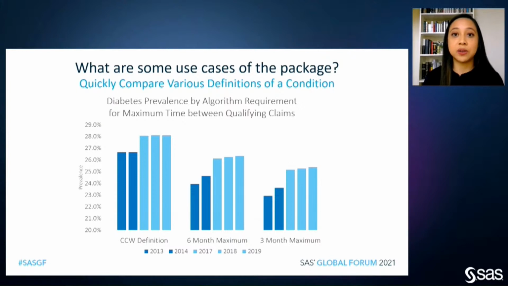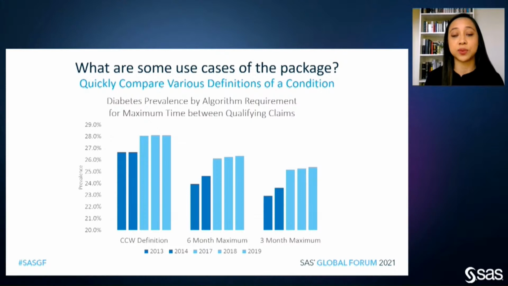This last example shows the diabetes prevalence across 3 different customized versions of the algorithm. It shows how easily you can customize the algorithm based on your research needs. For this particular example, we were interested in whether or not diabetes rate changed if we applied a 6-month maximum or a 3-month maximum. The reason we were interested in this is because we consistently saw that self-reported rates of diabetes were much lower than rates found using claims diagnoses.